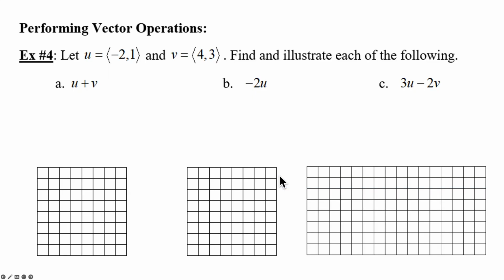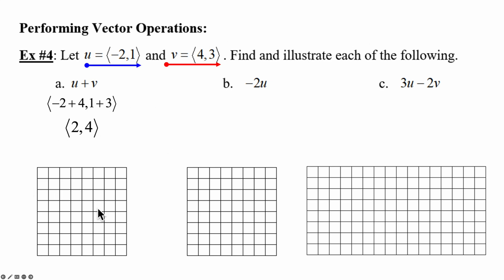All right. Now, performing these operations, I'm going to show you the algebraic version, and then we'll justify all this geometrically in an illustration, but we don't have to do that. I just want to show you graphically that it works. So u plus v, very simple. Write the components down. Negative 2 plus 4, 1 plus 3. Positive 2 comma 4 in component form. That's my resultant vector. I should go do the next problem.